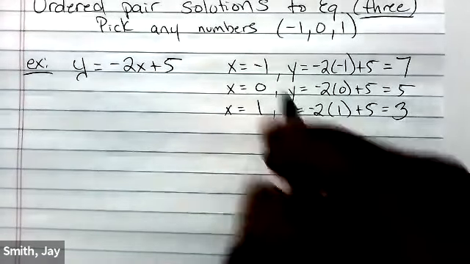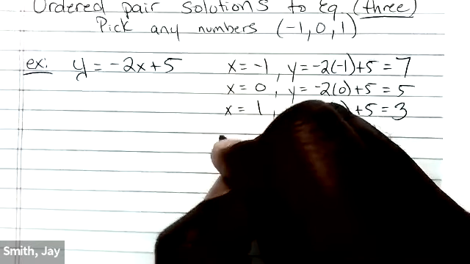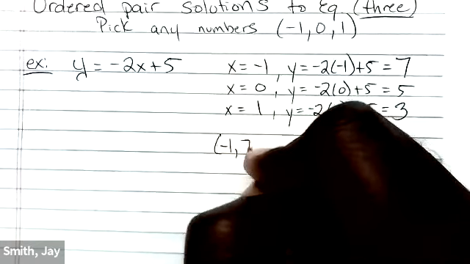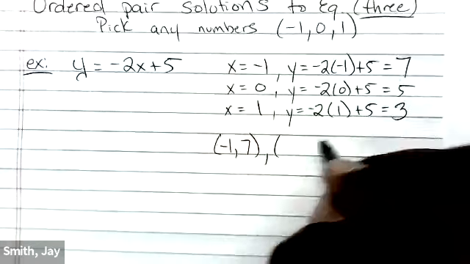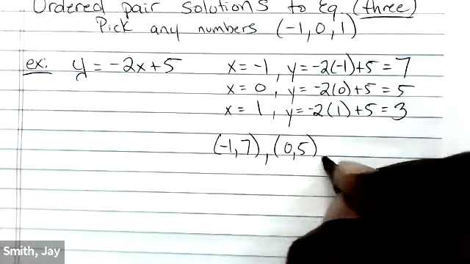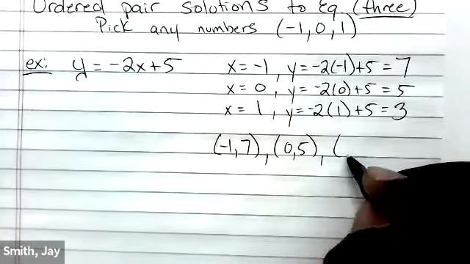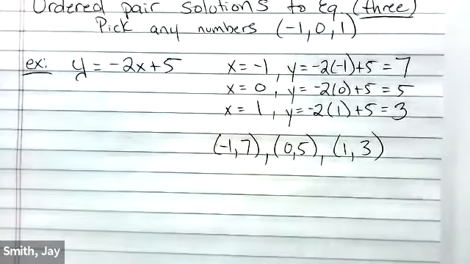So the ordered pairs that we're going to have to plot are the ordered pairs (-1, 7), (0, 5), and (1, 3).